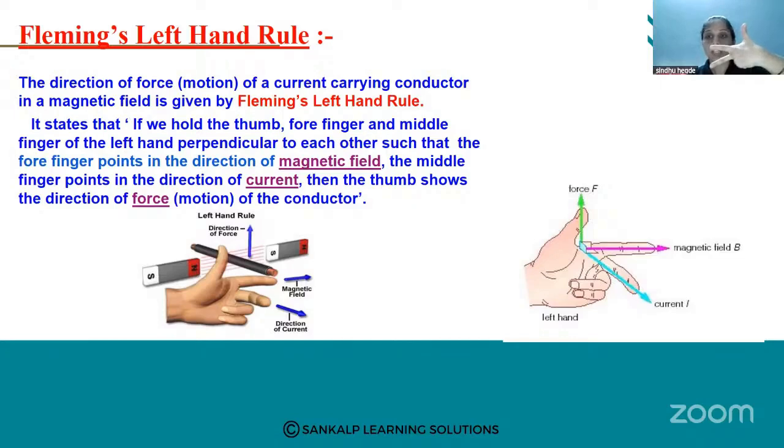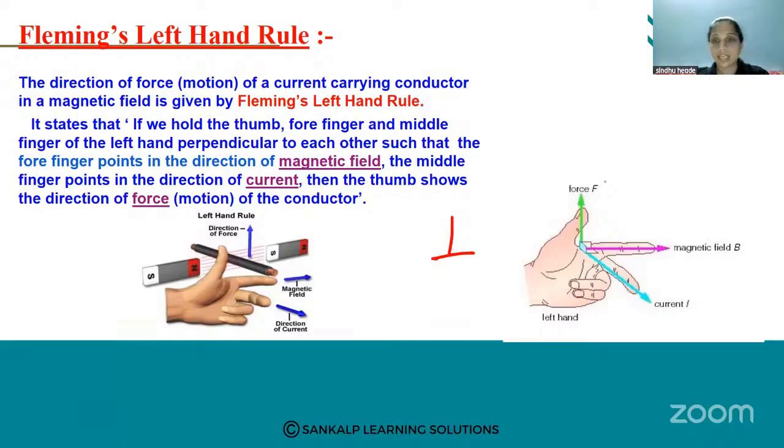Okay. First, stretch three fingers of your left hand. This is the thumb, this is the forefinger, and this is the middle finger of the left hand. So here all three fingers are perpendicular to each other, right? Here the thumb, forefinger and middle finger are perpendicular to each other. We know that perpendicular is shown like this, right? How do we show perpendicular? We know that this is perpendicular, right?